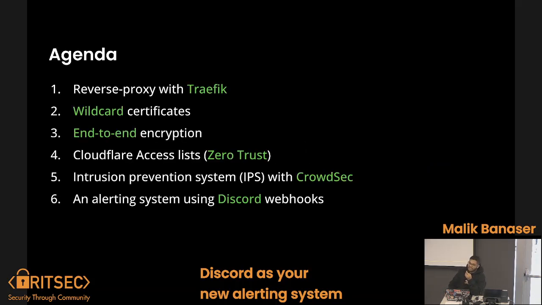So our agenda today: I will talk about reverse proxy, what it is, and I'm going to use Traefik as a reverse proxy. Then I'm going to talk about wildcard certificates, end-to-end encryption, Cloudflare access list, which is known as zero trust, intrusion prevention system with CrowdSec, and alerting system using Discord. I know there are a lot of keywords and acronyms here, so I will go into the details, not super high level. You don't need any background to understand anything on this slide, so it should be easy to understand.